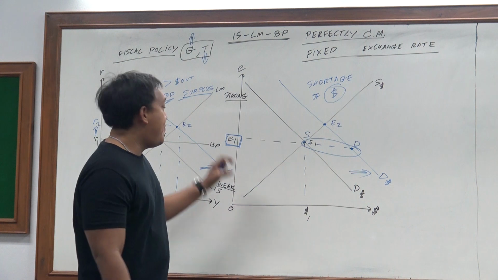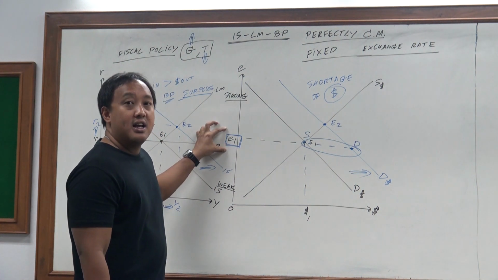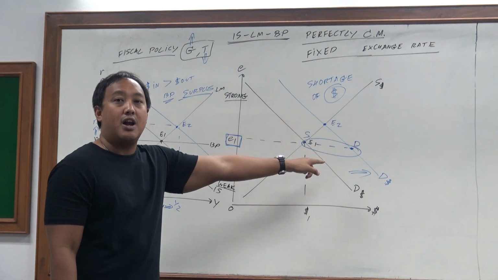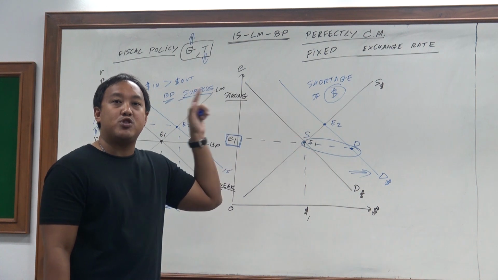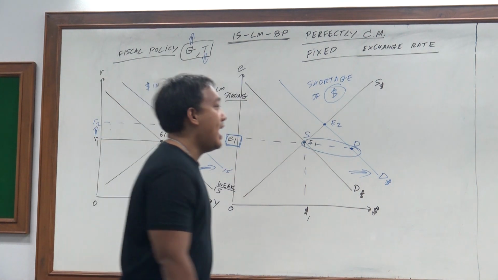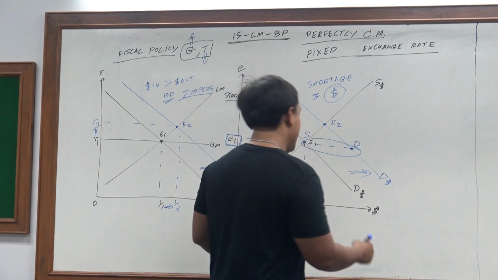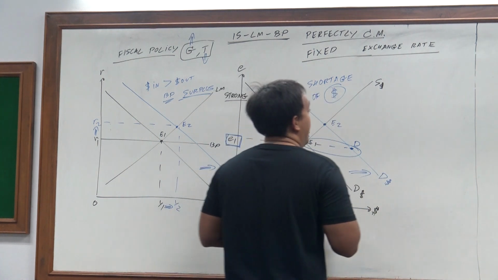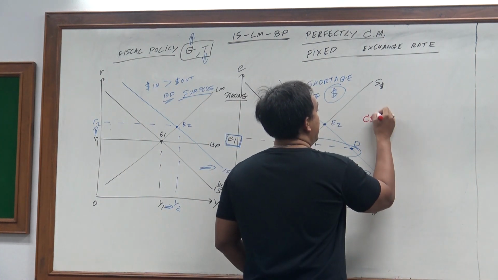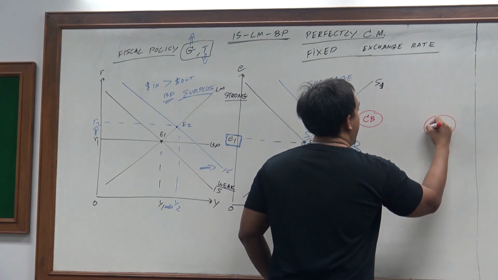So, since the central bank fixed the exchange rate here, creating the shortage of US dollars, the central bank has to take care of this problem. Okay, how to do that? How to take care of this problem? For example, okay, this is the CB, central bank, and this is the market.